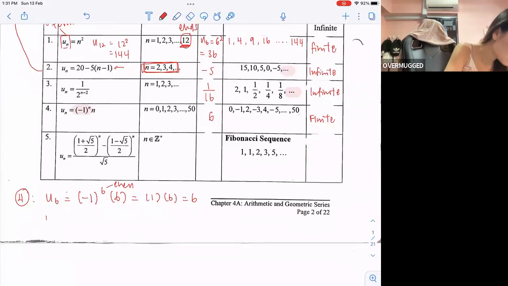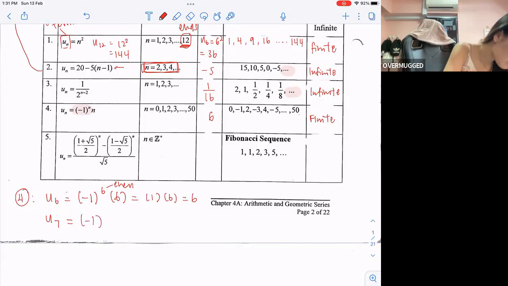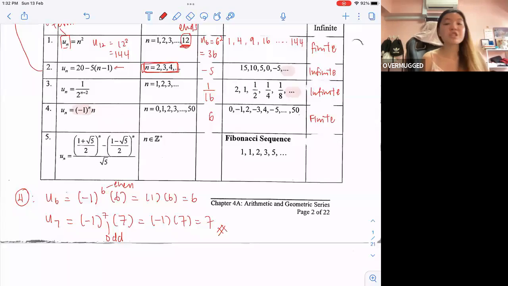For instance, if I put U7 for this sequence number 4, it will be a negative number. Why? Because minus 1 to the power of 7, this is an odd number, and then I have a 7 at the back. Because this is an odd number, it gives me minus 1 times 7, which gives me minus 7, which is why it becomes alternating.